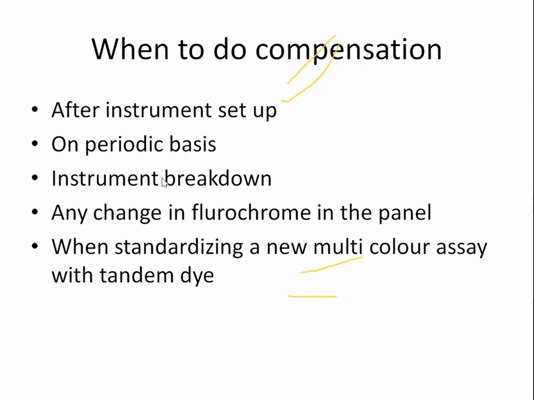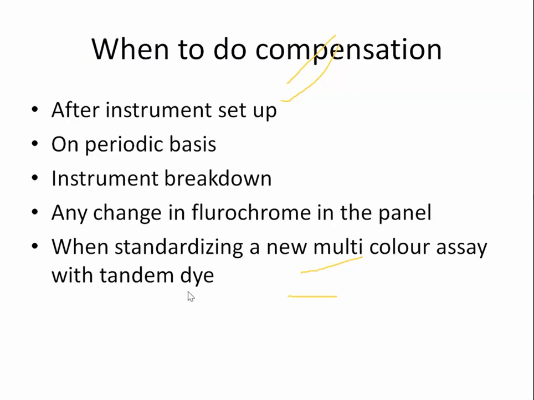After an instrument breakdown and recovery, you need to do a compensation again. Any change in the fluorochrome in the panel, very important. As I said, FITC is there in your panel and you have compensated the machine for FITC, and suddenly you are using another fluorochrome in place of FITC, for example, Alexa Fluor 488. Then you need to compensate it for Alexa Fluor 488. Though it has the same excitation and emission, it doesn't mean you can use Alexa Fluor 488 because you have already done it for FITC. No, you can't do that. You need to stain only with Alexa Fluor 488 and check whether Alexa Fluor 488 is spilling into other channels.